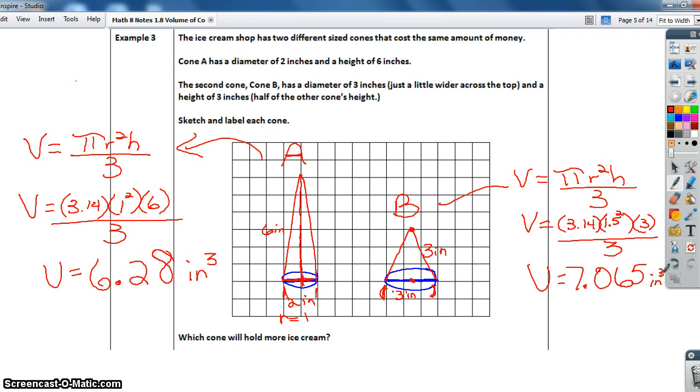So which one do you get a better deal? They're both the same price. Which one has more ice cream? Cone B. B is your better deal. So down here, which cone will hold more ice cream? Cone B holds more ice cream.